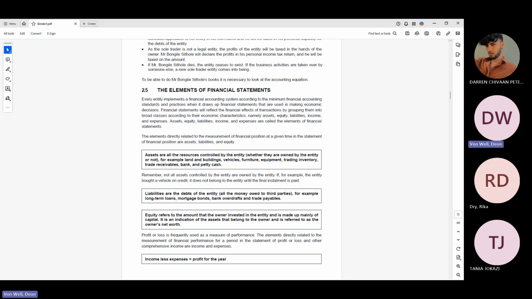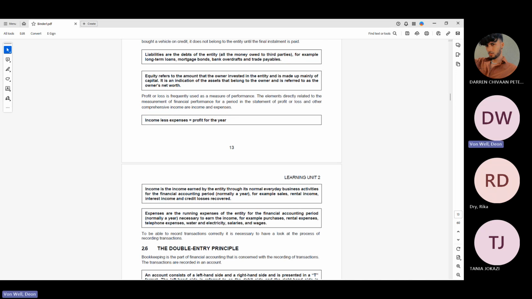But then we also have income and expenses, which happen during the year. After the 12 months, we're going to prepare the statement, and we then see, did we make a profit or did we make a loss? If we make a profit, that will increase our equity, but if we make a loss, that will decrease our equity.